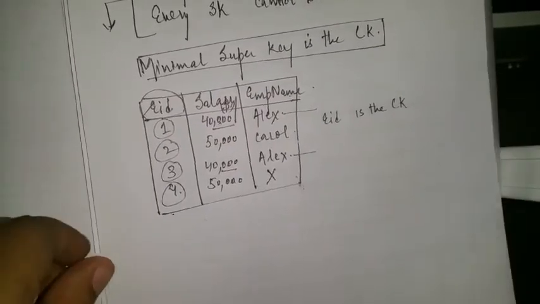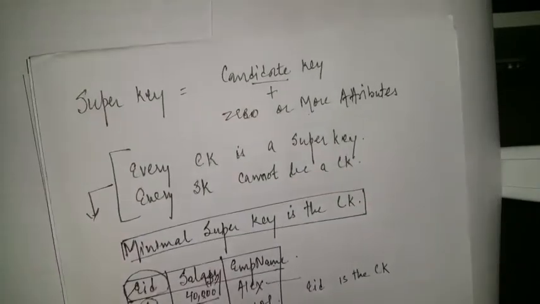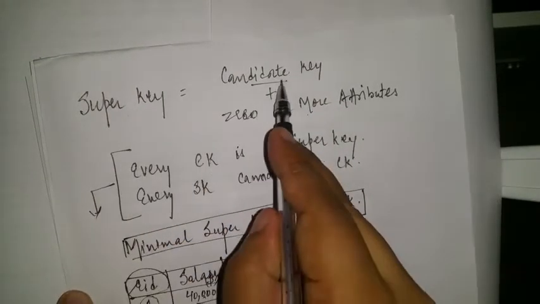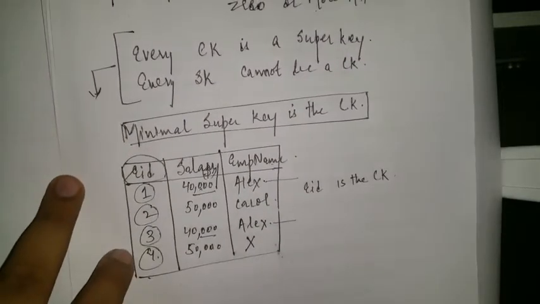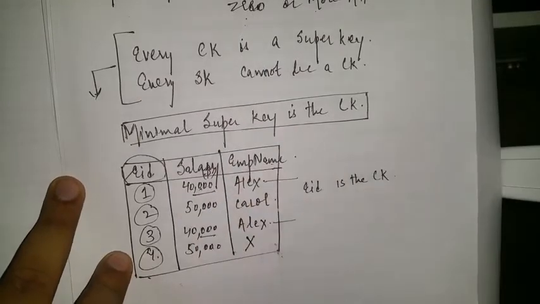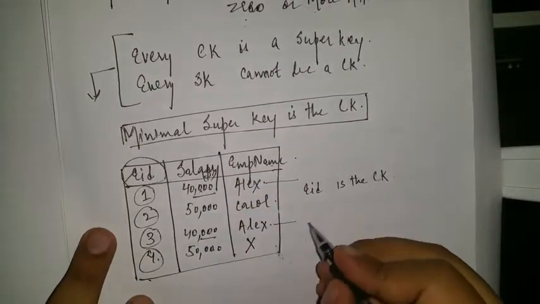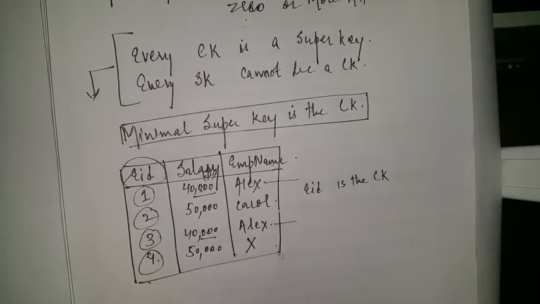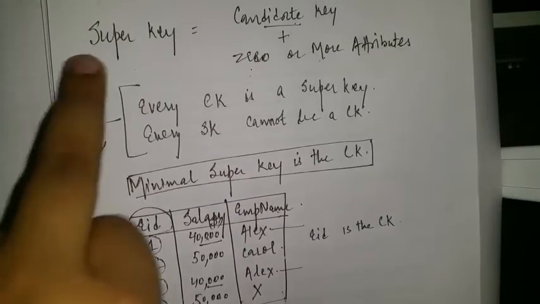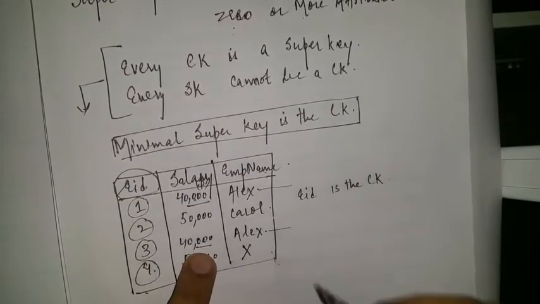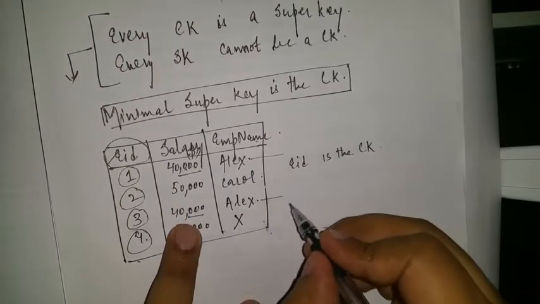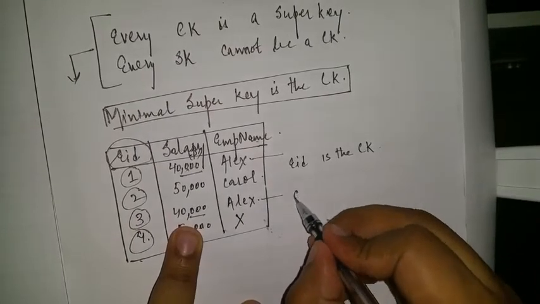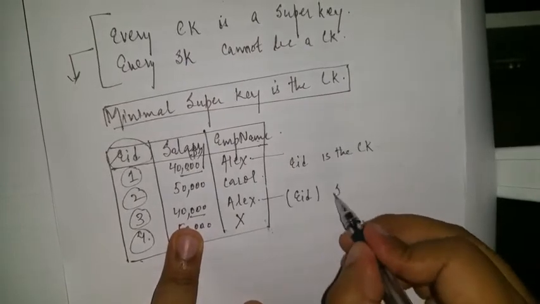As per the definition, super key is candidate key clubbed with 0 or more attributes. Now, it can be 0 or more than 0 attributes. Now, let us list all the possible combinations which follow this particular definition, that is candidate key plus 0 or more attributes. That is, candidate key is EID plus, if I take 0 attribute, then EID is the super key.